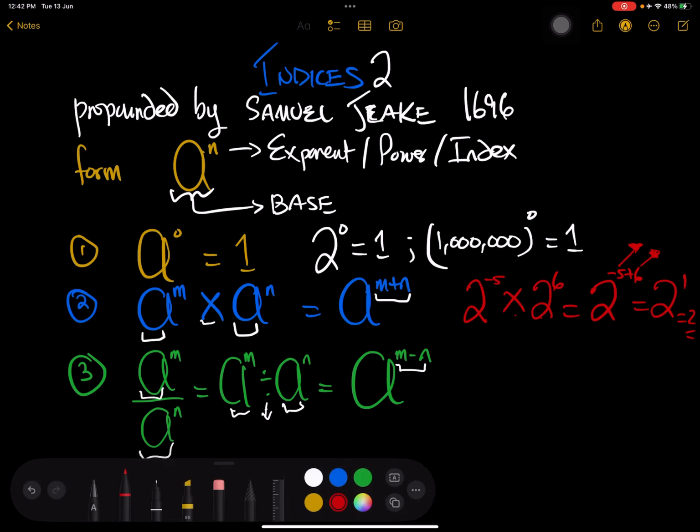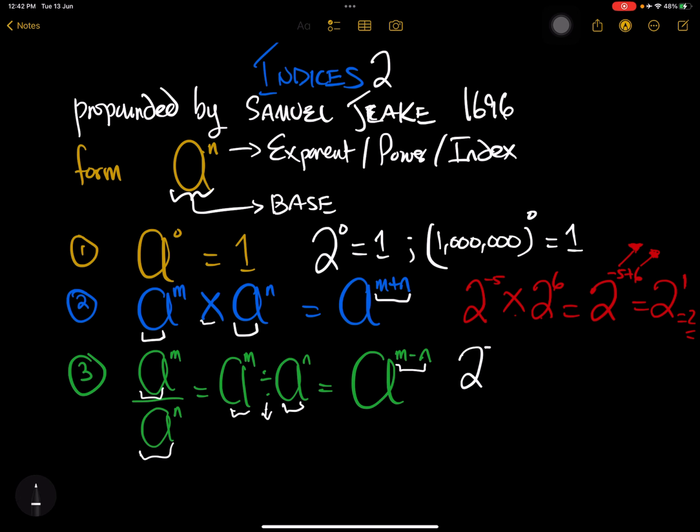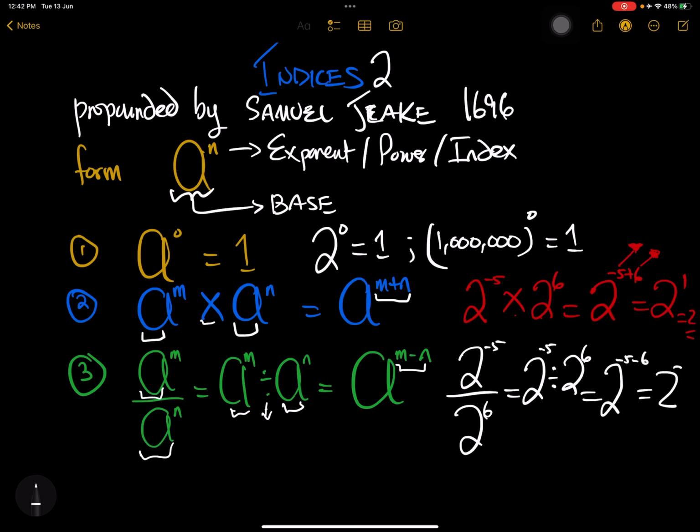Now, if we also look at here, we have, let's say, 2 to the power negative 5 divided by 2 to the power 6. This can be rewritten as 2 to the power negative 5 over 2 to the power 6. We said that the rule is to subtract the exponents. So that's 2 to the power of negative 5 minus 6, and that gives us 2 to the power negative 11. That's where we got to the other time.